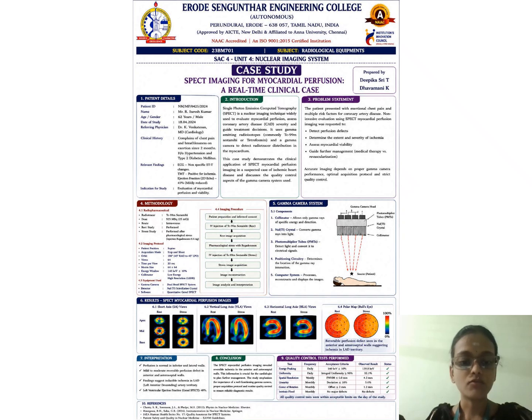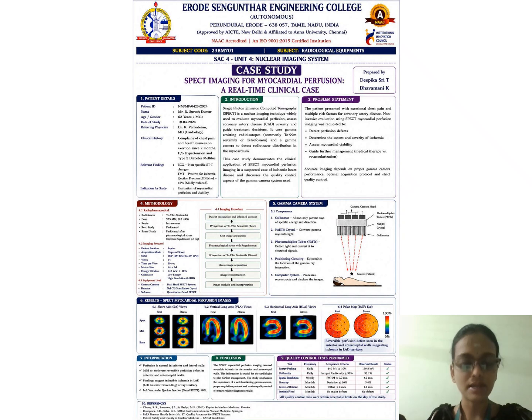And the main problem was to evaluate whether there was reduced blood flow to the heart muscle, especially during stress. Detect myocardial perfusion defects, determine the extent and severity of ischemia, assess myocardial viability. So, SPECT myocardial perfusion imaging was selected as a suitable non-invasive investigation.